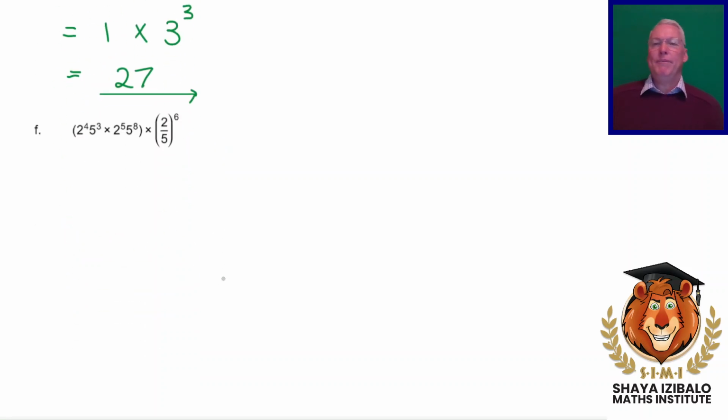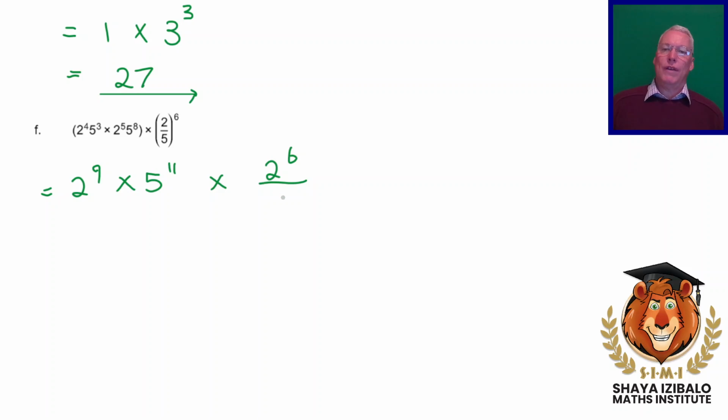Okay, the next one has got a product inside here with some numbers with the same bases. Remember, when we multiply numbers with the same base, we are going to add the powers. So we're going to get 2 to the 9, 5 to the 11. Now we're going to multiply this by 2 to the 6 over 5 to the 6. Now remember that this stuff is all over 1. We could write it as over 1.